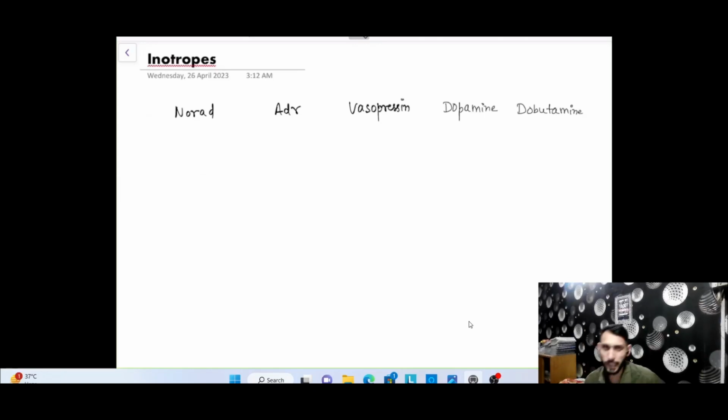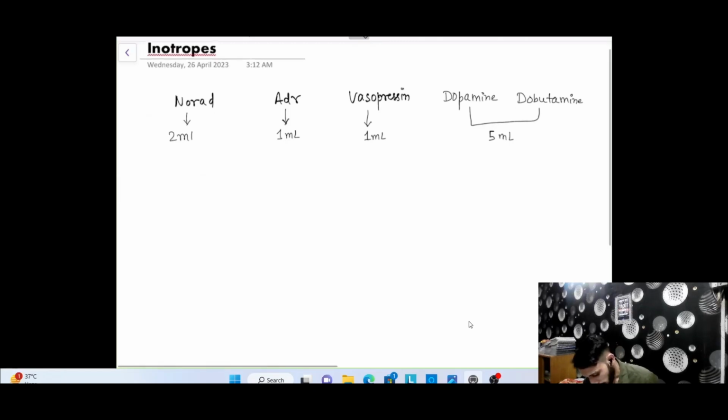First thing is the ampule size. NORAD comes in an ampule of 2 ml. ADR comes in a 1 ml ampule. Vasopressin also comes in a 1 ml ampule. Dopamine and dobutamine are bigger ampules, and they come in 5 ml.